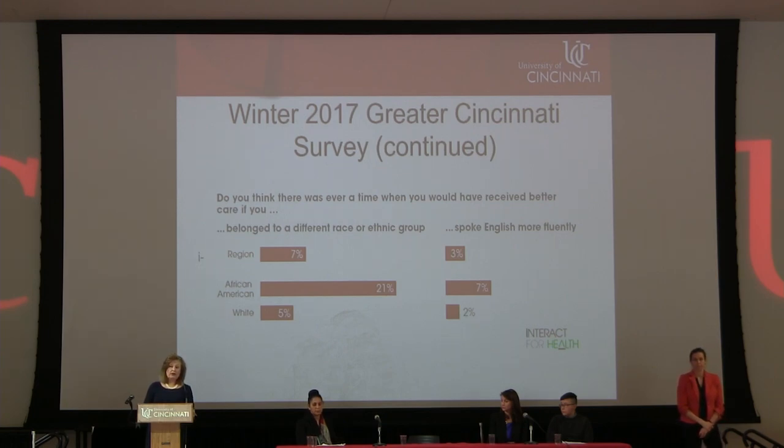When we asked if they thought they would have received better care if they belonged to a different race or ethnic group, we found more than 2 in 10 African American adults, or 21%, said yes, compared to only 5% of white adults. When asked if they thought they would receive better care if they spoke English more fluently, 7% of African American adults said yes, compared to 2% of white adults.